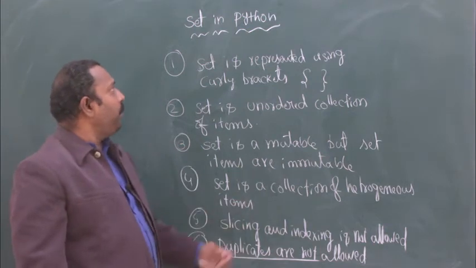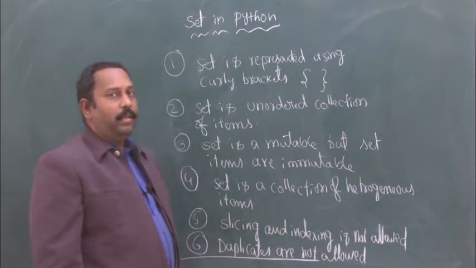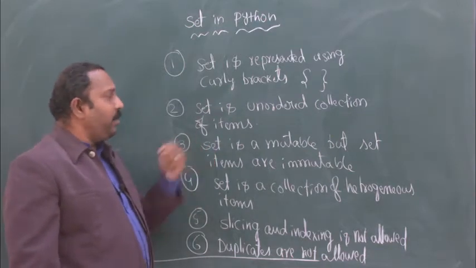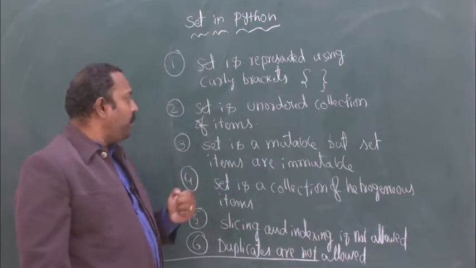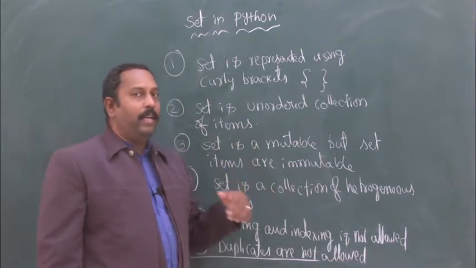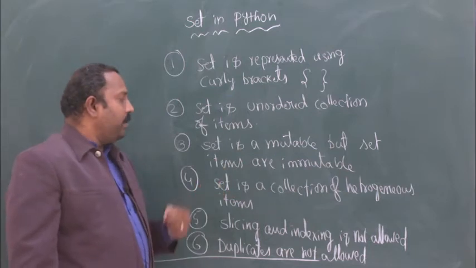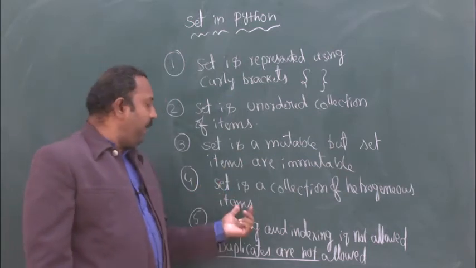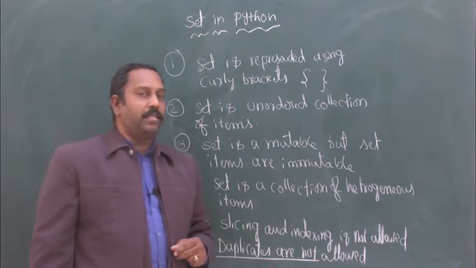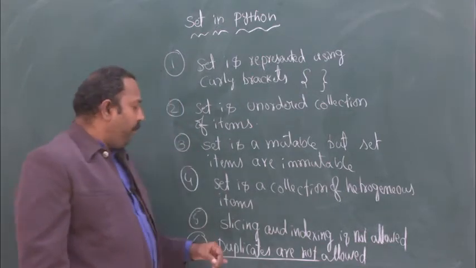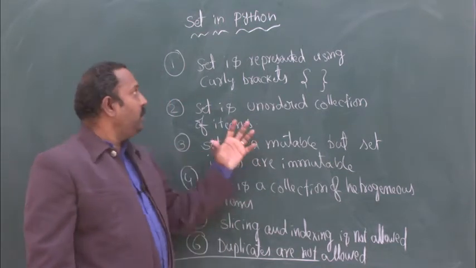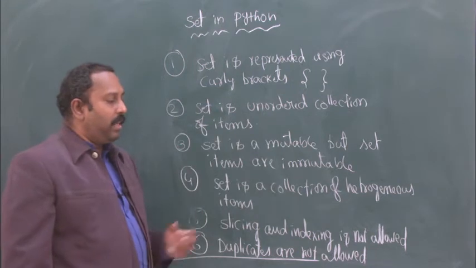So these are some of the properties of a set data structure in Python. Set is represented using curly brackets, and set is an unordered collection of items. And set is mutable. The whole set is mutable, but the items in the set are immutable. And set is a collection of heterogeneous items. So it is a collection of different data items. And slicing and indexing is not allowed. And duplicates are not allowed.